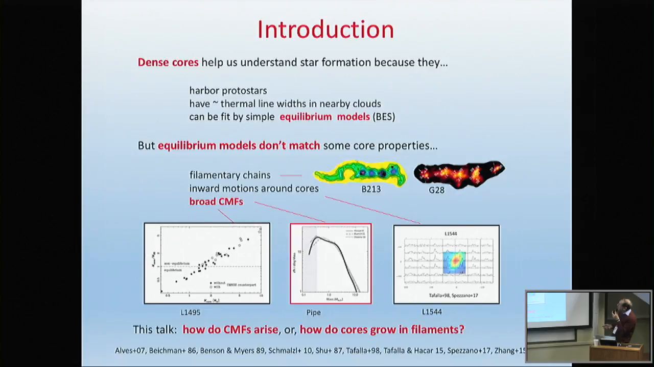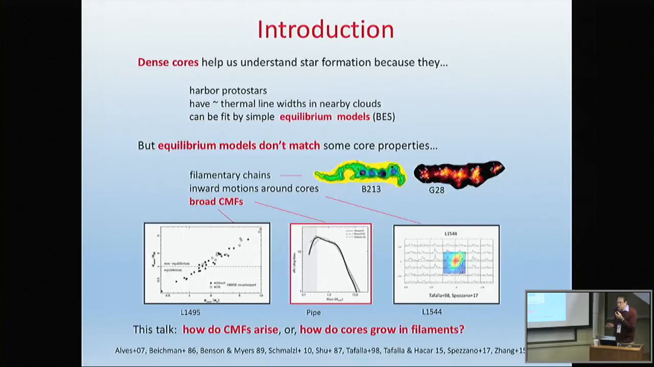And most interestingly, in a single filament or a region with similar filaments, you have a very broad range of core masses, extending a factor of 20 or more. This is in L1495, and this is in the Pipe Nebula, work by João Alves and Charlie. And so this raises some questions. You wouldn't expect to have such a wide range of masses if you had cores in equilibrium with a single surrounding medium.